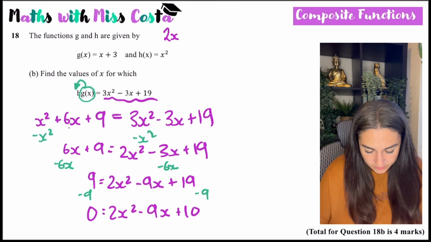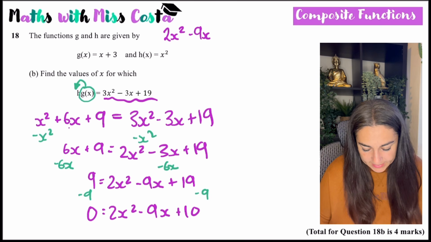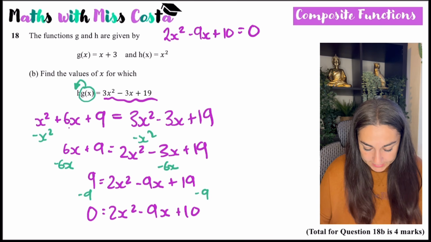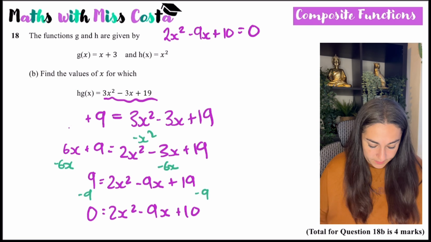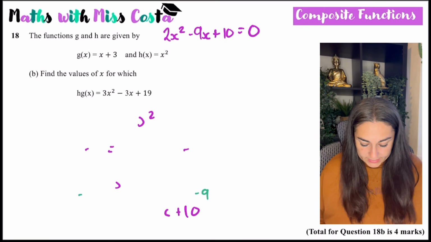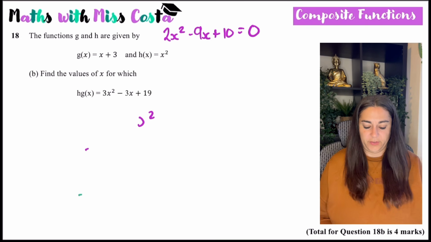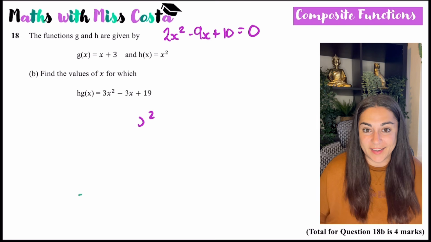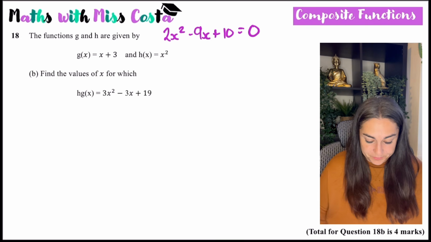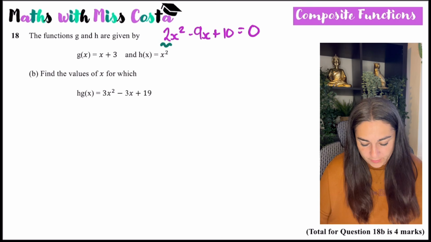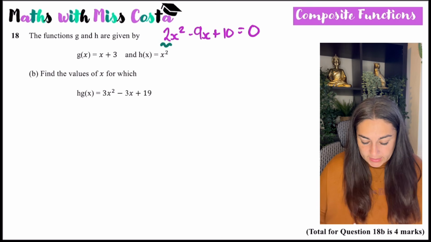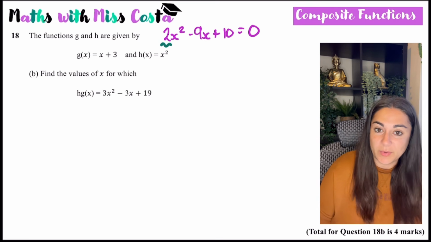So 2x squared minus 9x plus 10 equals 0. So this is a quadratic. If it was a quadratic that had a coefficient of 1 for x squared, then we could factorize it quite easily. But the coefficient of x squared is more than 1. So you do whatever factorizing method works best for you.